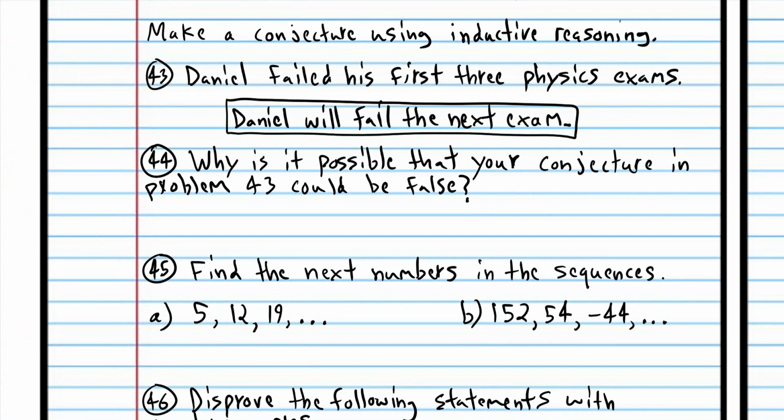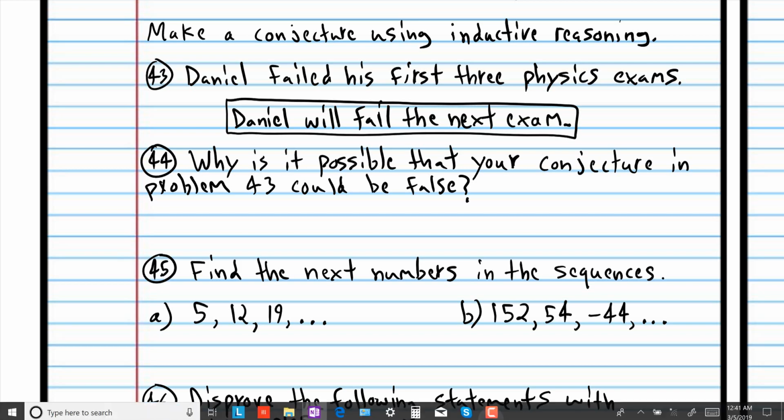So that's the conjecture. And now we're asking, why is it possible that your conjecture in problem 43, the previous problem, would be false? So try 44. Try to explain that. When you come back, we'll do it together. All right, we're back.